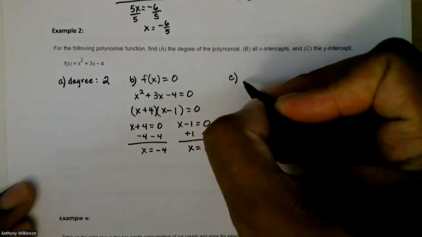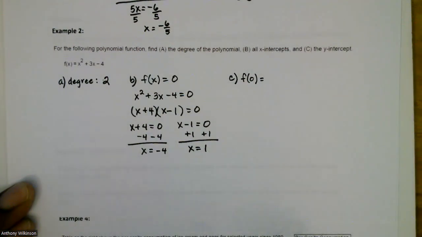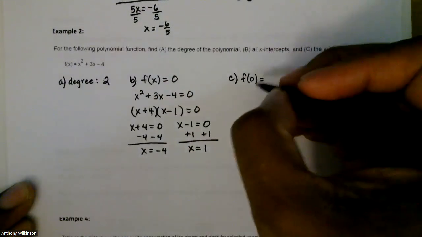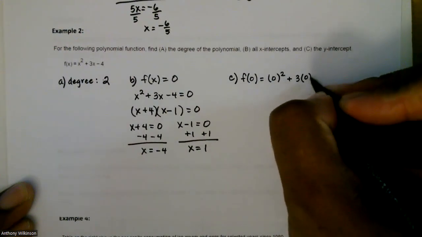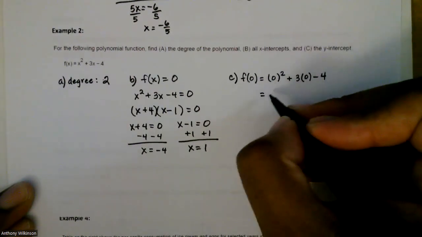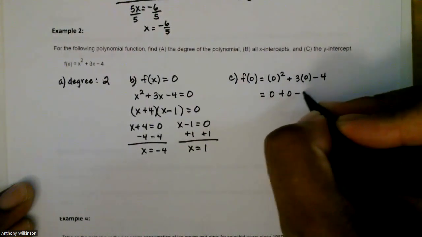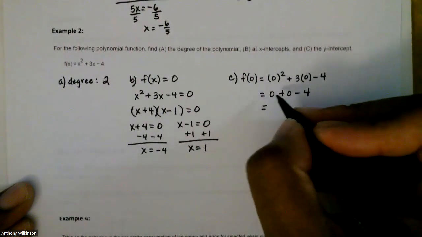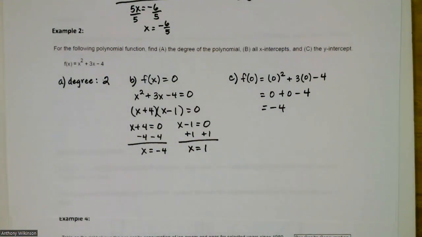Part C is finding the y-intercept. Anytime you find the y-intercept, you always substitute 0 in for x in this function. So f of 0 in this case would be 0 squared plus 3 times 0, minus 4. If you square the 0, that's 0, plus 3 times 0 is 0, minus 4. 0 plus 0 minus 4 ends up being negative 4. So your y-intercept for this polynomial function would be negative 4, meaning that the graph crosses the y-axis at negative 4.